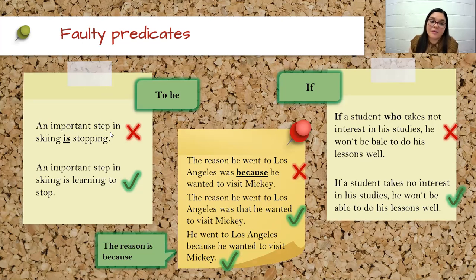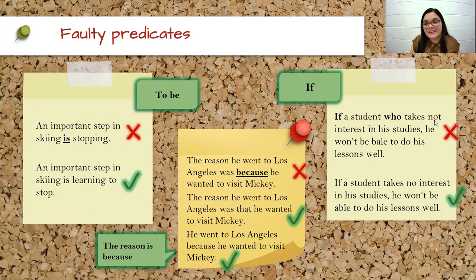An important step in skiing is stopping. Incorrect. An important step in skiing is learning to stop. Why? The reason he went to Los Angeles was because he wanted to visit Mickey. The reason he went to Los Angeles was that he wanted to visit Mickey. He went to Los Angeles because he wanted to visit Mickey. I guess Mickey Mouse, right?